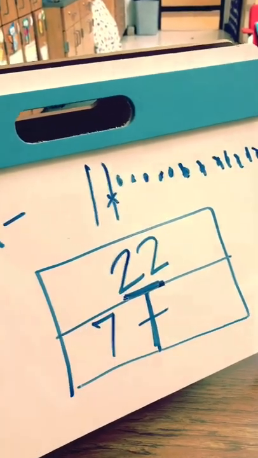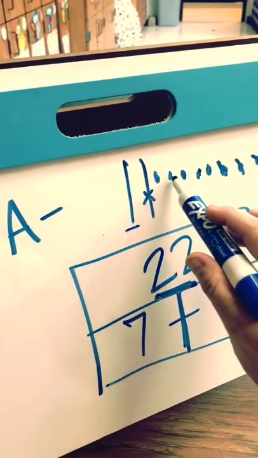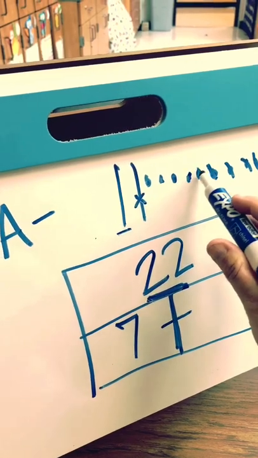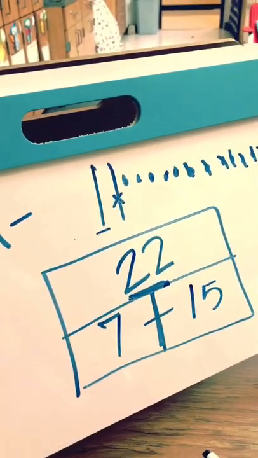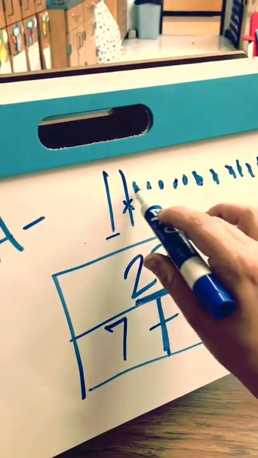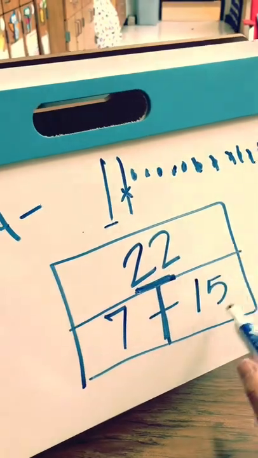All right, so now to find our answer, I'm gonna count. I have 10, 11, 12, 13, 14, 15. The answer is 15. If I were to count the units first, it would be 1, 2, 3, 4, 5. 10 more than 5 is 15.